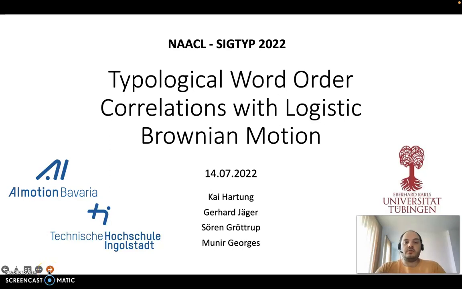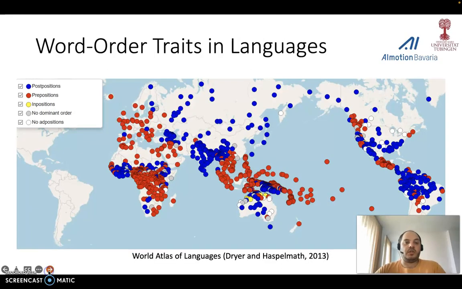Hello and welcome to my talk on our study on typological word order correlations using a logistic Brownian motion model. The object of our study were word order traits, as you can see here, for example, for the trait adposition and noun order, and how these values are distributed for languages across the globe.